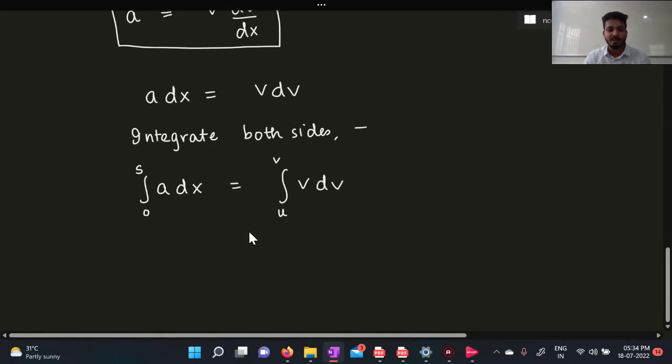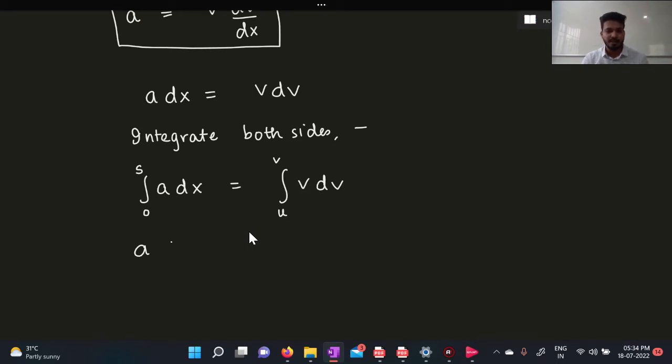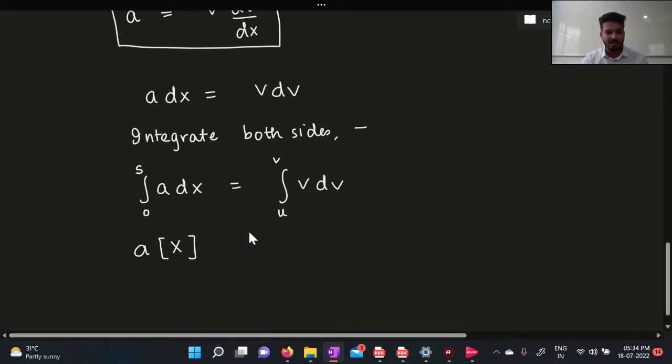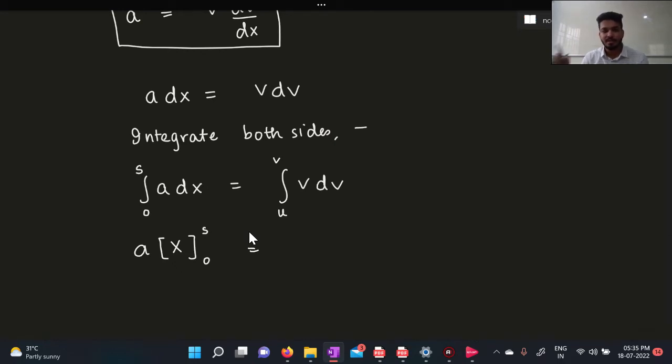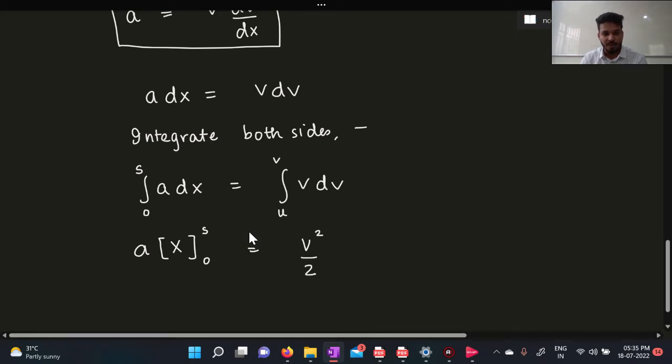Now I have to perform the integration. On the left hand side, acceleration is constant given in the equation, so acceleration can come out. Integration of dx will be x, so I'll write x, and the limits are s and 0. Similarly, on the right hand side, I have to integrate v with respect to dv. So this is v raised to power 1. The integration will be v raised to power 1 plus 1, which is 2, divided by 2, and the limits will be v and u.